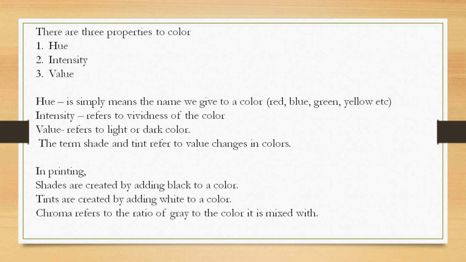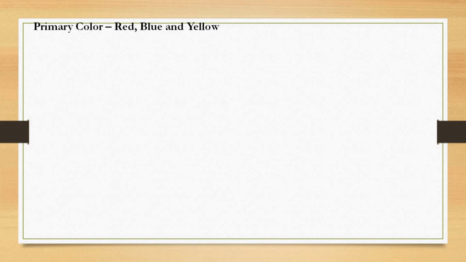So here we saw the properties of color: hue, intensity and value. Hue is nothing but the name given to a color. Intensity is nothing but brightness of the color, and value is nothing but lightness or darkness of that particular color. So in printing, shade is created by adding black to a color, and tints are created by adding white to a color, and chroma is the ratio of the gray to the color it is mixed with. So adding gray to a color is called chroma.